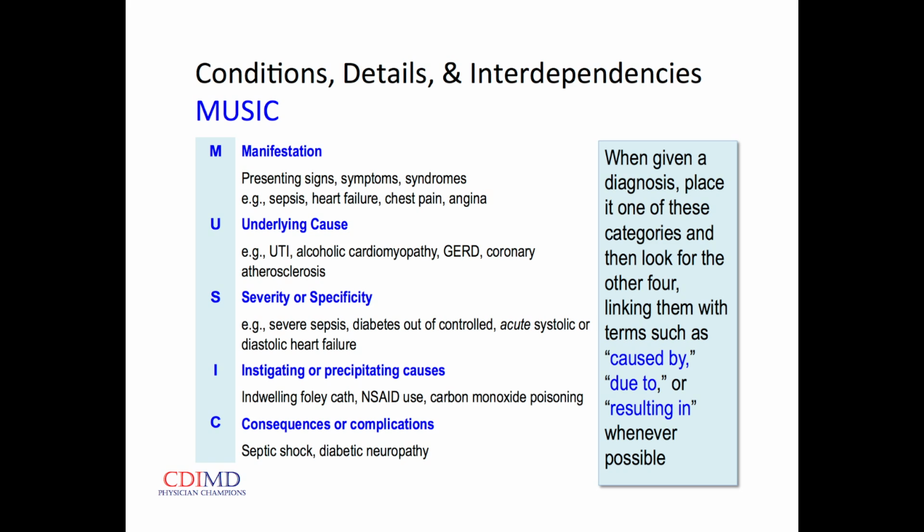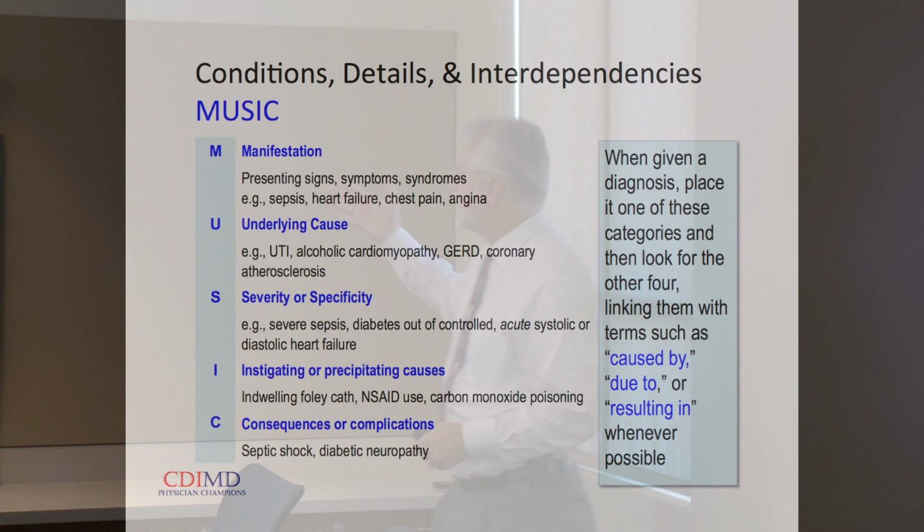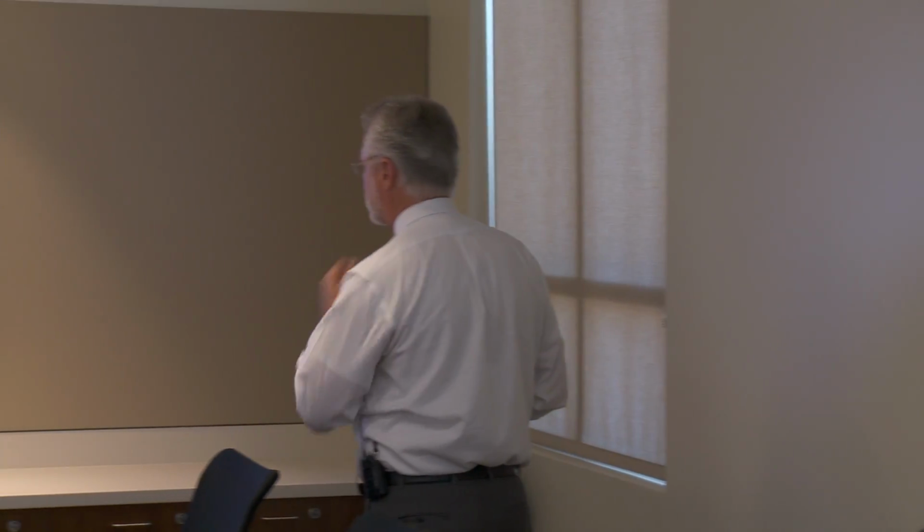It makes us pause to think about severity and specificity, and to make sure we write left and right when they've got another one on the other side. If they have the UTI, do they meet the criteria for sepsis? Is there something else going on? Instigating or precipitating causes, and consequences or complications. When we identify a condition, plug it into the mnemonic, and ponder these other areas, anytime we can link condition and caused by, due to, resulting in, it very frequently increases the relative weight.